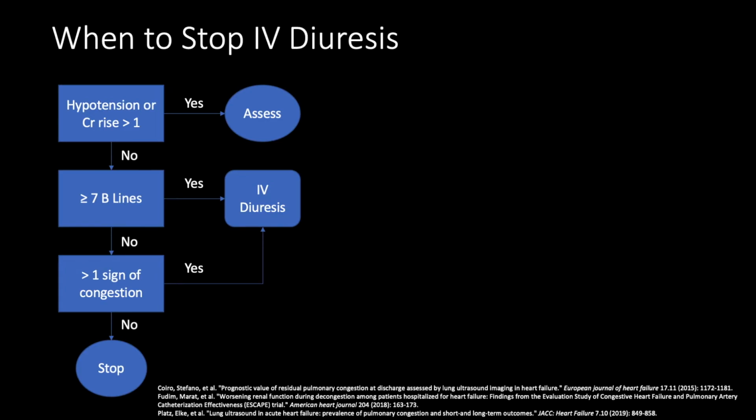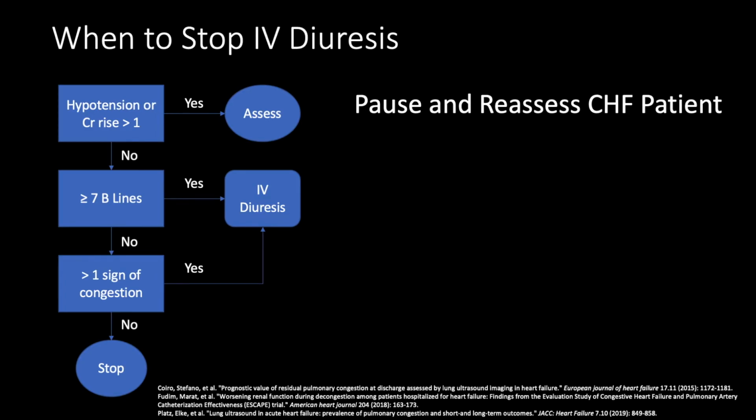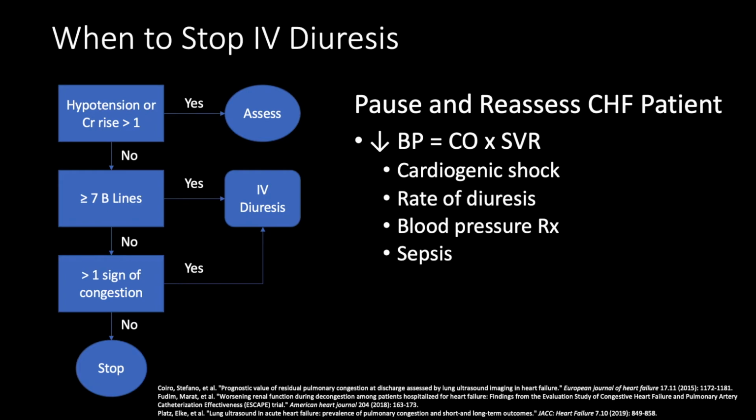So what are types of things that can worsen effective arterial volume? Decreased blood pressure is a function of your cardiac output and your systemic vascular resistance. So if you're in cardiogenic shock, you could have a worsening creatinine, and maybe you need inotropes to continue IV diuresis. I also think about the rate of diuresis, that if you drop their intravascular volume too fast, for instance, if the patient pees 7 liters in a single day, they may not be able to reaccumulate and replace that fluid in their intravascular space.